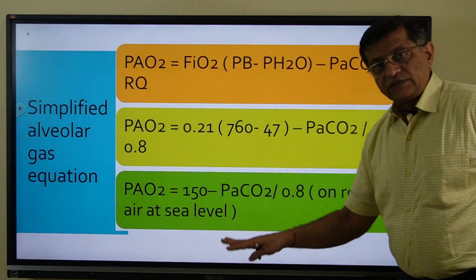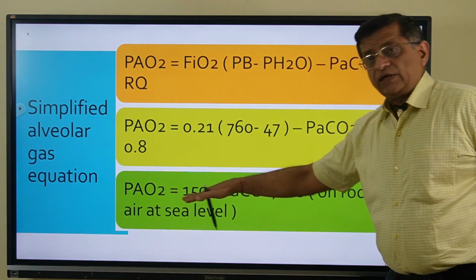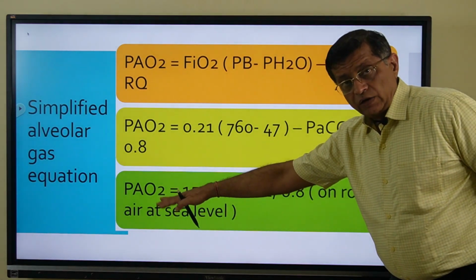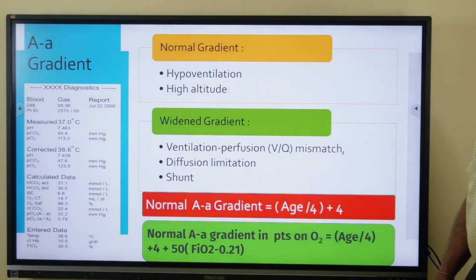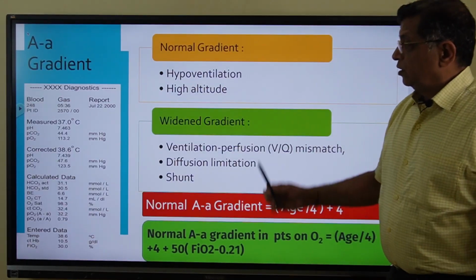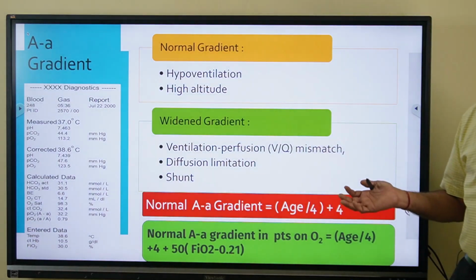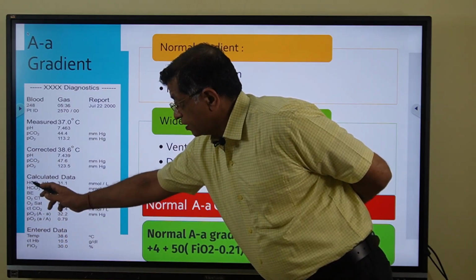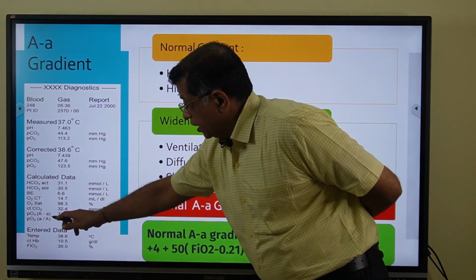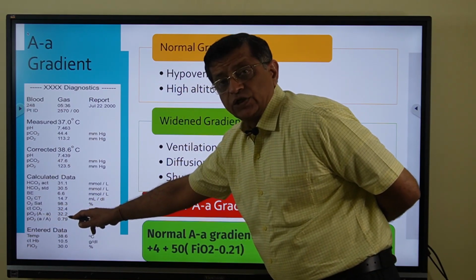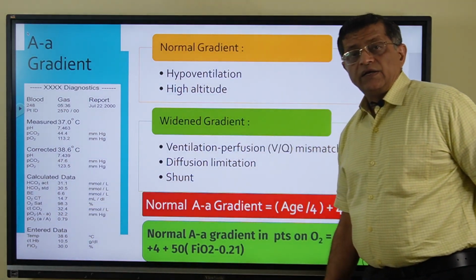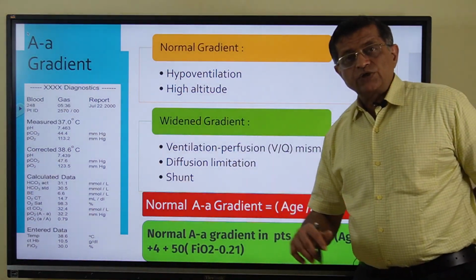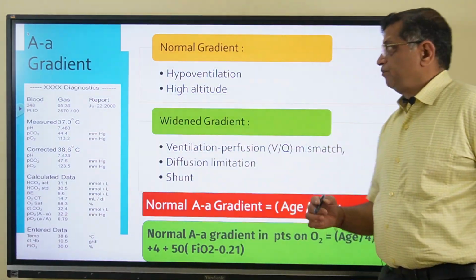So on room air at sea level, now we can easily calculate the partial pressure of oxygen in the alveolus. Now I have shown you this calculation so that you know how it is calculated, but most of the ABG reports directly reveal this A-a gradient. So A minus a gradient is 32.2 in this ABG. So it is directly written on the ABG, so you need not do these calculations, but we are discussing this calculation because you must know how the values came.